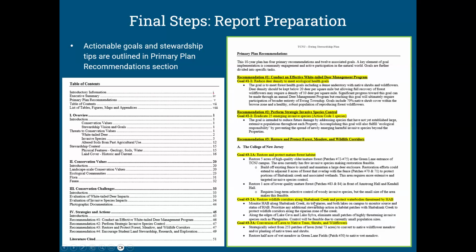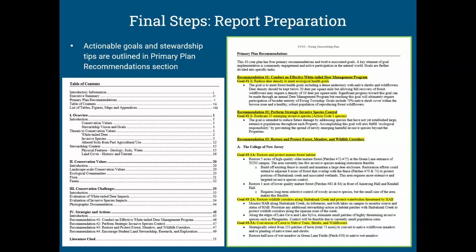Restore wildlife corridors along the Shabakon Creek, threatened by HAB. So that's associated with that. Conversion of lawn to native trees, shrubs, and wildflowers. We left this a little bit more ambiguous, except for this one here, because we know that's a decision they have to make. But we basically said there's 253 patches of lawn equaling 73 acres. So you've got a lot of room for improvement if you'd like to.